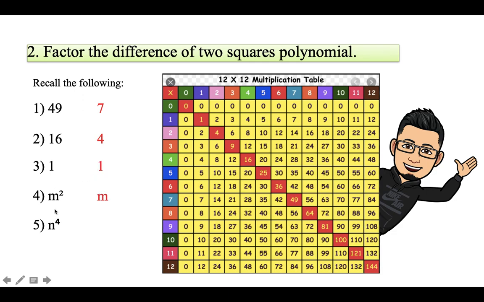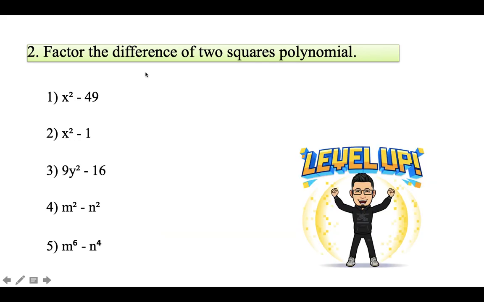The square root of m squared is m, because m times m is m squared. The square root of n to the 4th power is n squared, because n squared times n squared is equal to n to the 4th power. You must memorize these perfect square numbers. It will be easier for you to factor the difference of two squares.